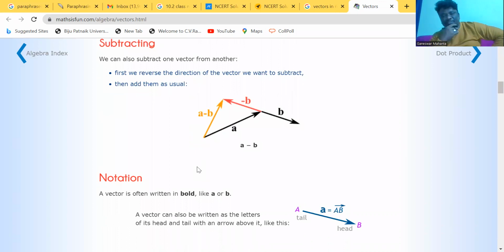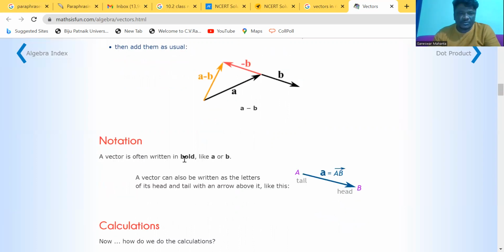Subtracting is the same procedure, the triangle law of vector addition, with the direction opposite. First we reverse the direction of the vector we want to subtract. This is the A vector and that is the B vector. When B is moved in the opposite direction, it is considered the negative of vector B, and A minus B will come. That is called the negative vector addition.